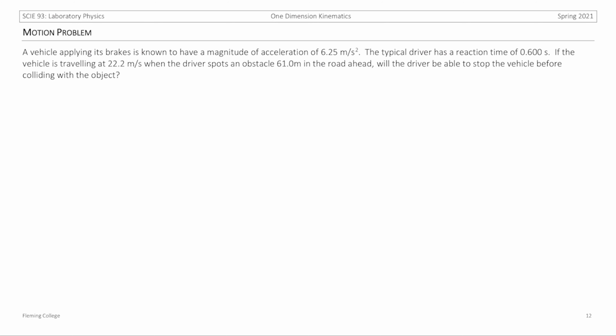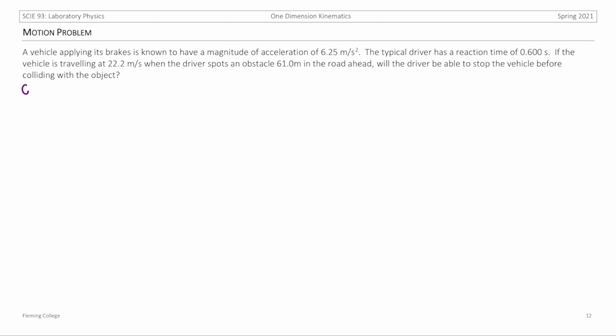Our first motion problem. A vehicle applying its brakes is known to have a magnitude of acceleration of 6.25 meters per second squared. The typical driver has a reaction time of 0.600 seconds. If the vehicle is traveling 22.2 meters per second when the driver spots an obstacle 61.0 meters in the road ahead, will the driver be able to stop the vehicle before colliding with the object?